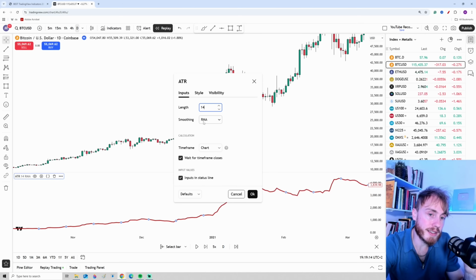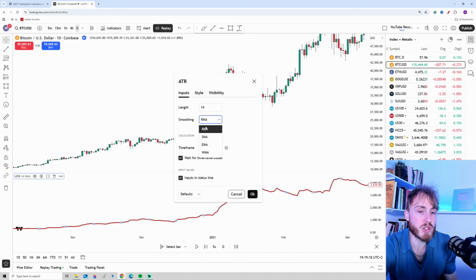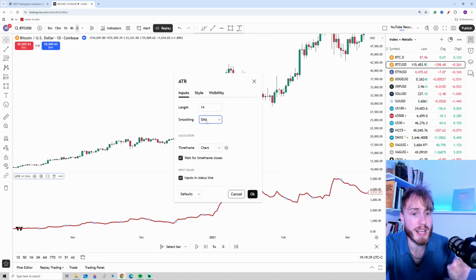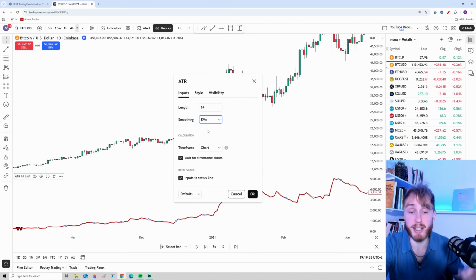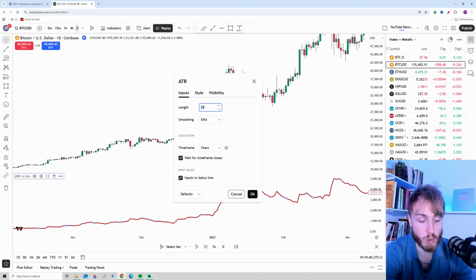The next thing you can change here is the smoothing, and the RMA was the original calculation method. So this is actually the calculation method I do recommend. But if you use a shorter time frame, some traders actually opt for the EMA. This stands for exponential moving average. This is a common standalone indicator, but you can definitely use the EMA here if you are going for the shorter term settings like the 7 or the 10.